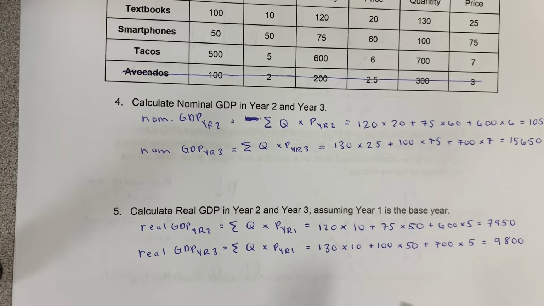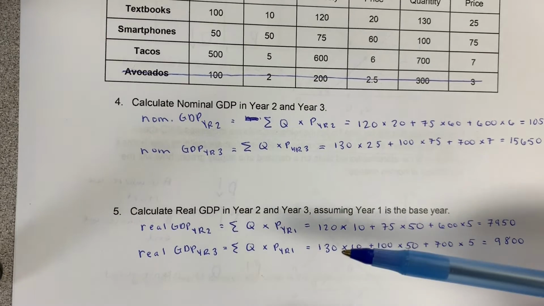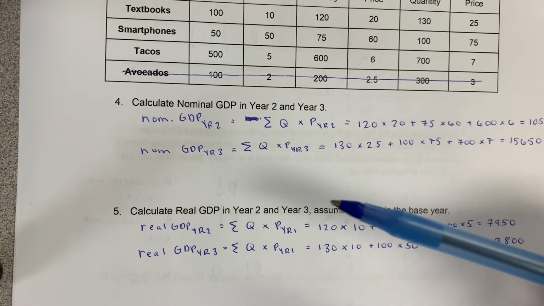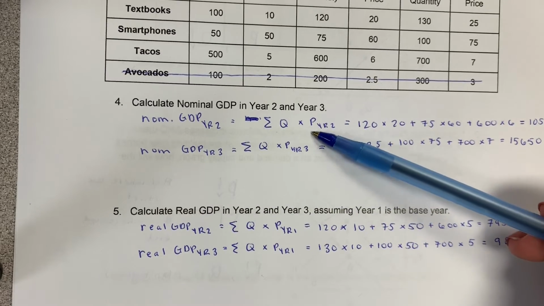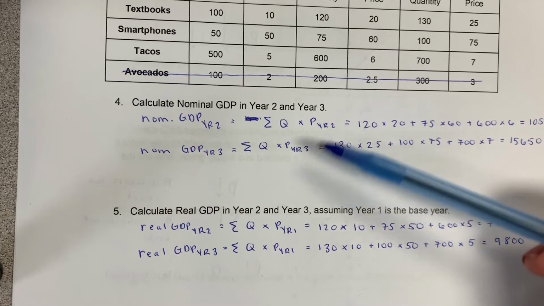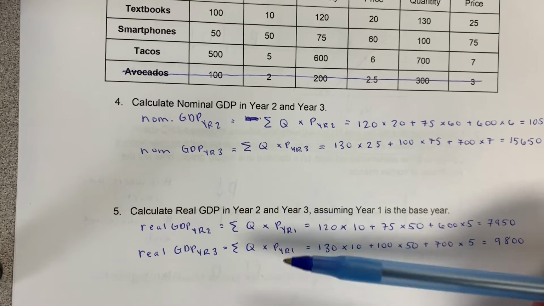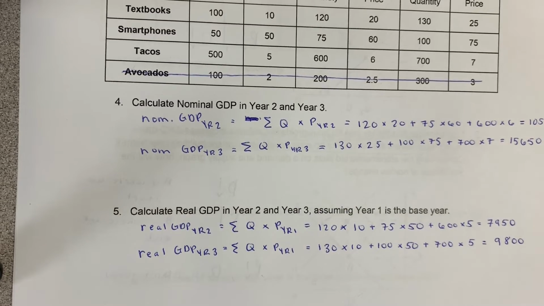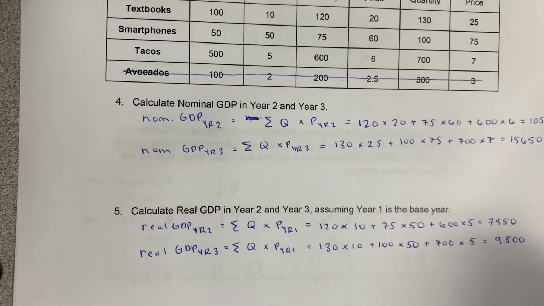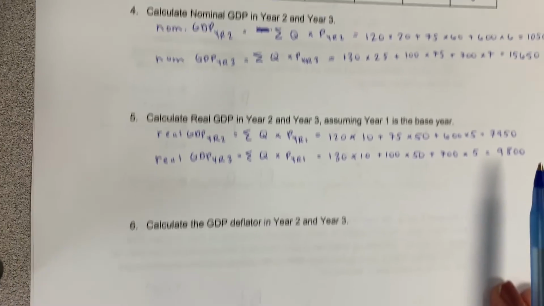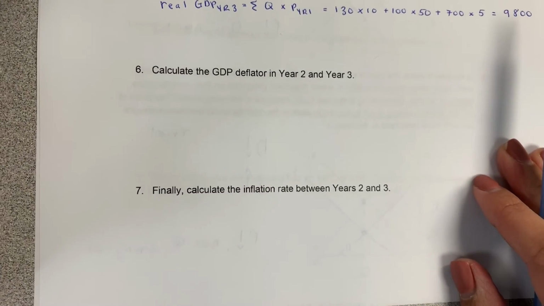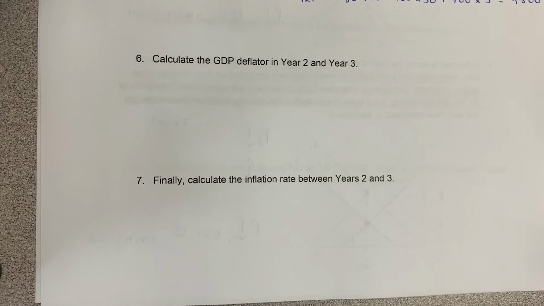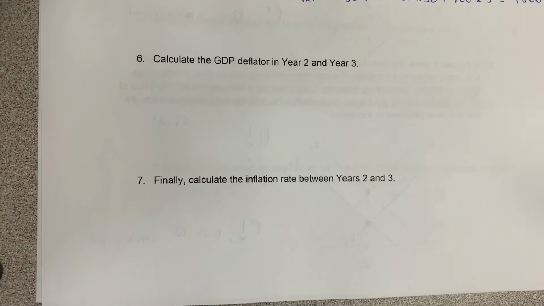Right, so it's as simple as that. The difference between nominal and real GDP is that with nominal, you're using the prices in the current year, whereas with real GDP, you're using prices in the base year. Hopefully that's clear. Okay, these are going to be the last 2 questions for this video, and we'll have a part 2 video going over the other 2 pages shortly.